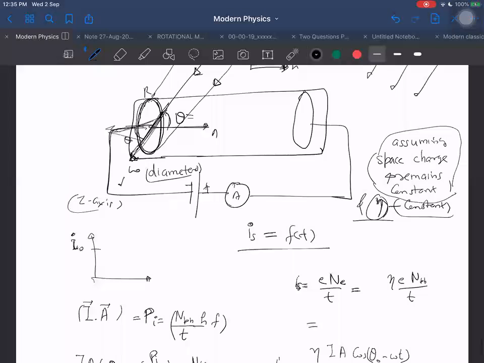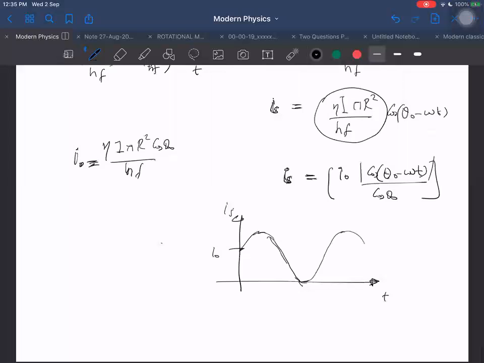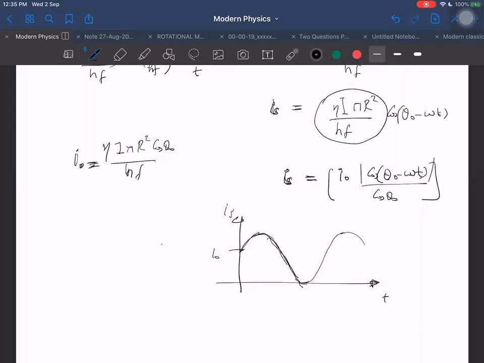After some time it will be increasing. The reason is that while I am rotating it in this way, the same area is exposed, but more of the incident rays will become normally incident. The angle of incidence will decrease. As the angle of incidence decreases, we expect the photocurrent to increase. So something like this will happen, assuming the space charge remains constant.